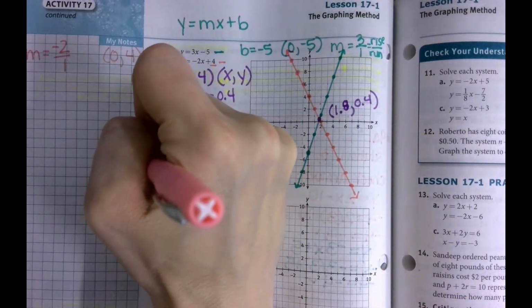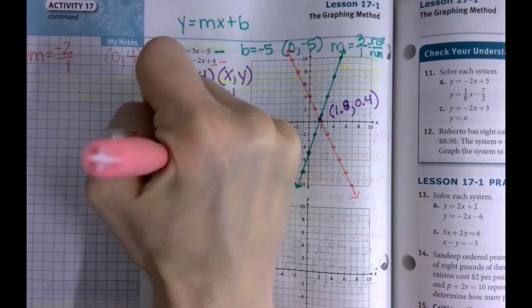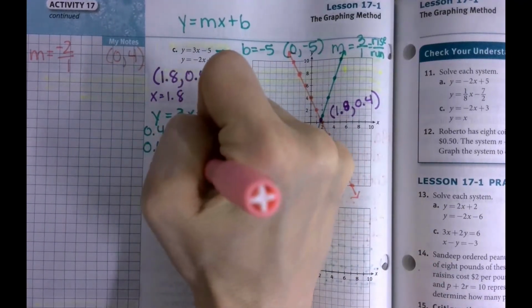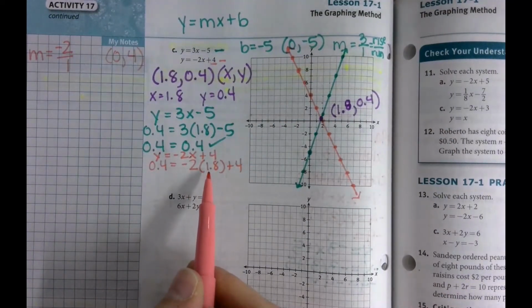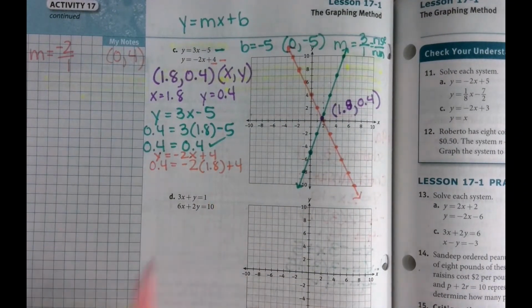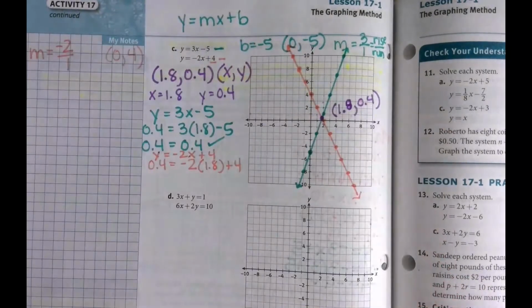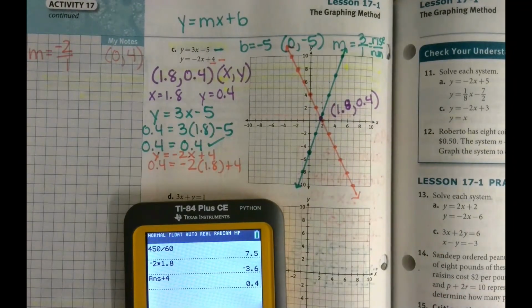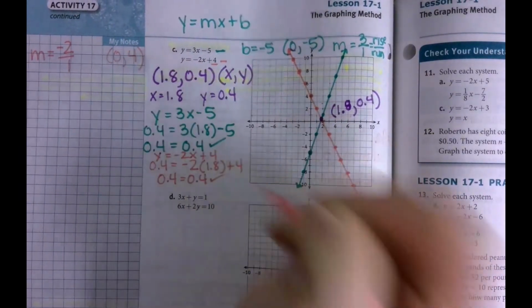So then I would substitute 0.4 for y. This is y equals negative 2x plus 4. So negative 2 times 1.8 plus 4. Negative 2 times 1.8, let me do that on my calculator, is negative 3.6, plus 4 gives us 0.4. So 0.4 equals 0.4. It is also a solution.